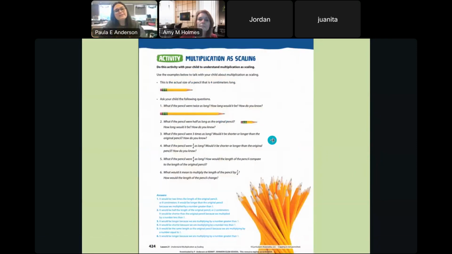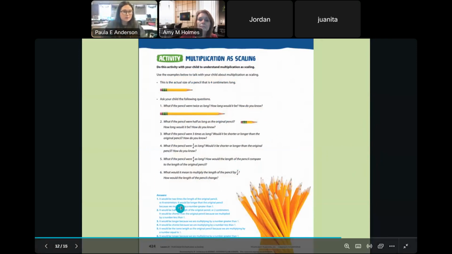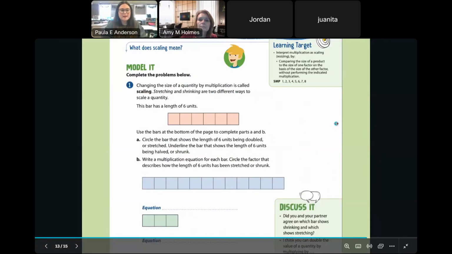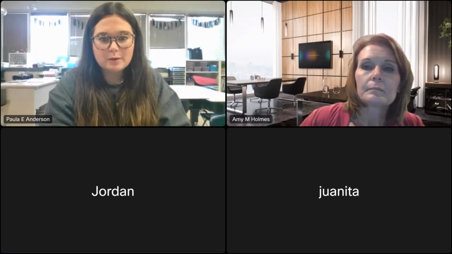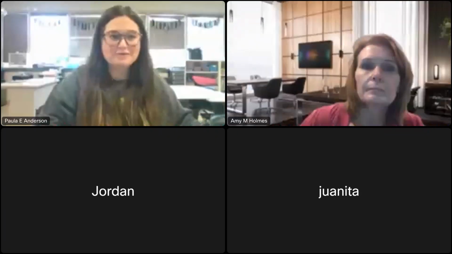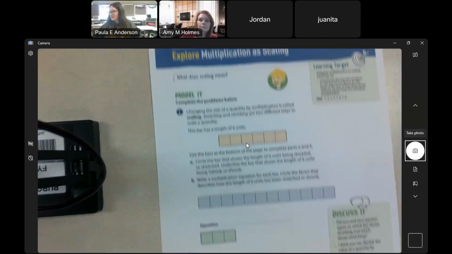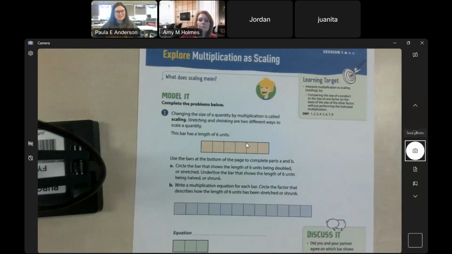And then there's an activity, multiplication as scaling, about pencils. And again, the answer key should be on the bottom. So I have an example problem. Let me pull that up. Sorry again for all the switching back and forth. I've tried to find a better way, but it's just so much easier to put it up on the screen.